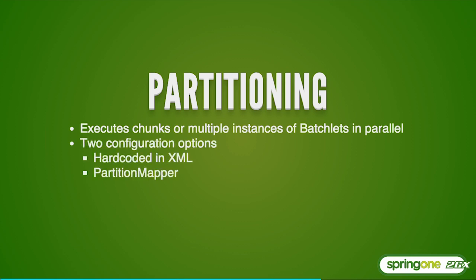There's two ways to configure it. You configure it either hard-coded in the XML, so you specify partition 1 gets these parameters, partition 2 gets these parameters, and so on. Or you can use a partition mapper. If you saw Gunnar's talk, this should be a review. But a partitioned step in Spring Batch has two components. A partition handler, which understands the fabric over which the data is being distributed. So is it threads? Is it message queues? Is it something else?